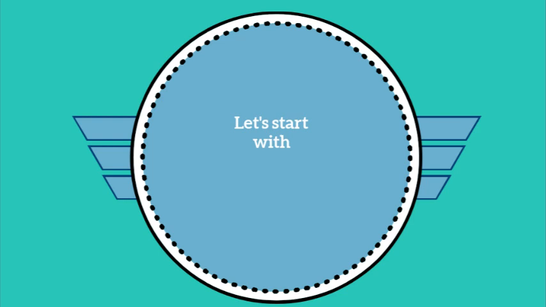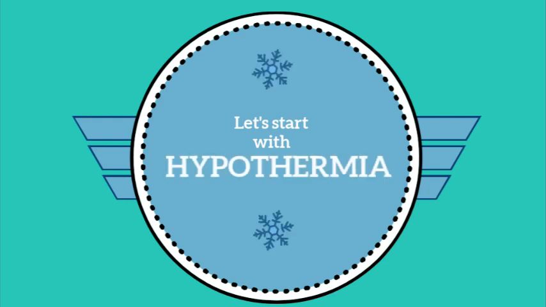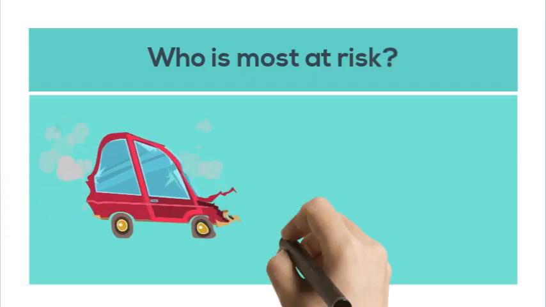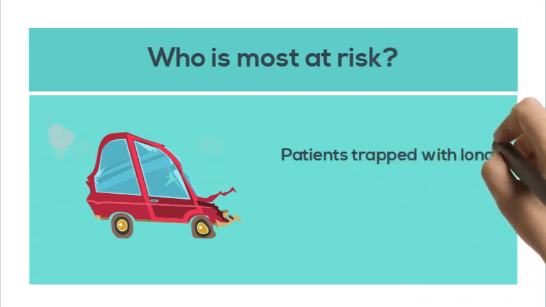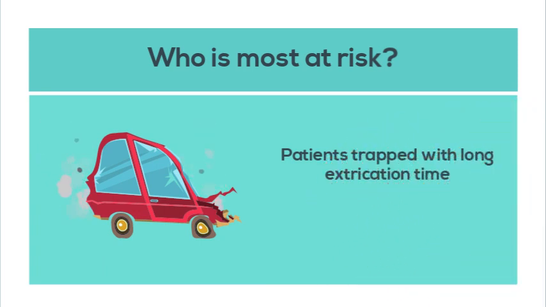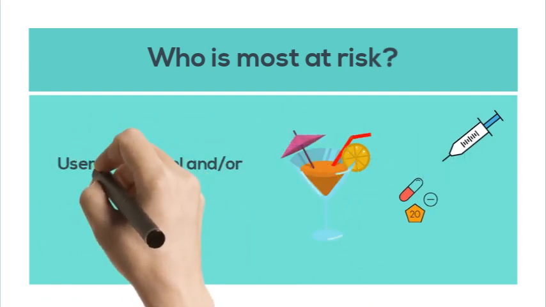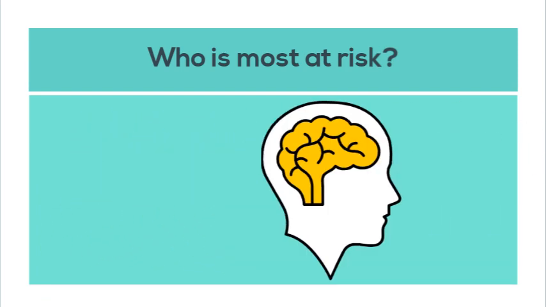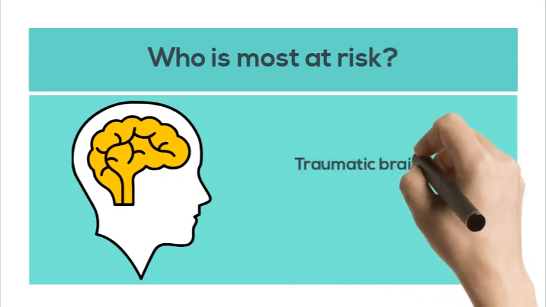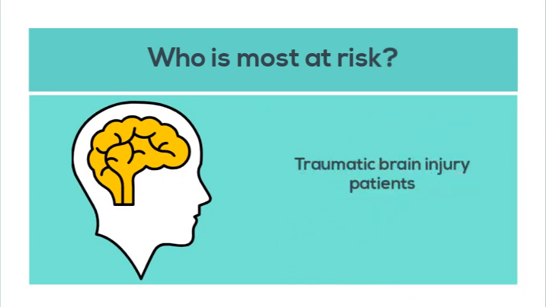Okay, let's start by talking about the hypothermic patient. Those patients who have had a prolonged extrication time or who have been entrapped in vehicles, patients who have consumed drugs and or alcohol, and those patients who have a traumatic brain injury, as the damaged hypothalamus prevents them from regulating their temperature well autonomously.